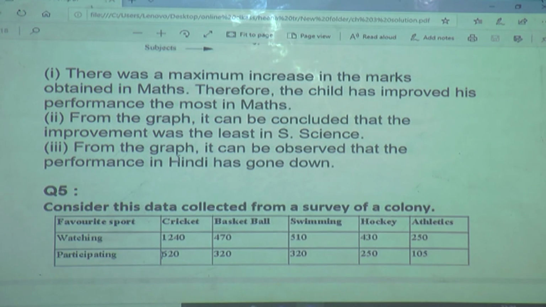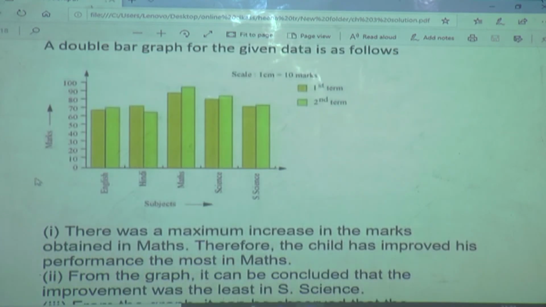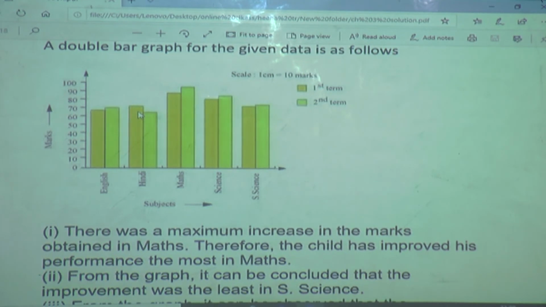From the graph it can be obtained that the performance in Hindi has gone down. It means in Hindi the child's performance in the first term is high, and in the second term the performance went down. The child has secured fewer marks in the second term as compared to the first term. This happens with you also.